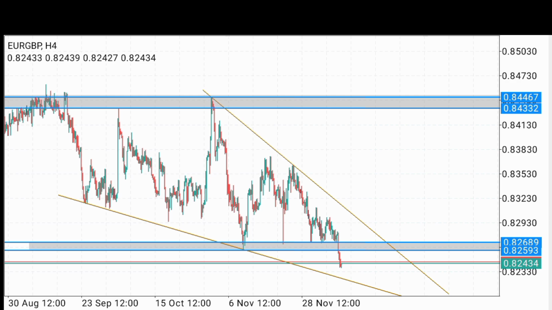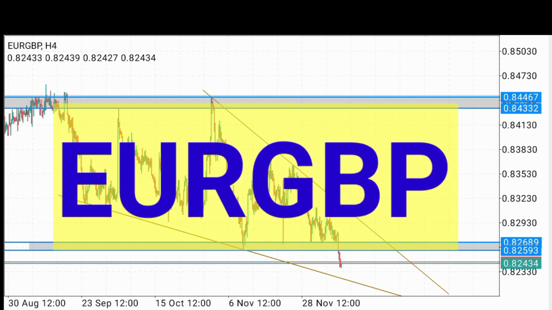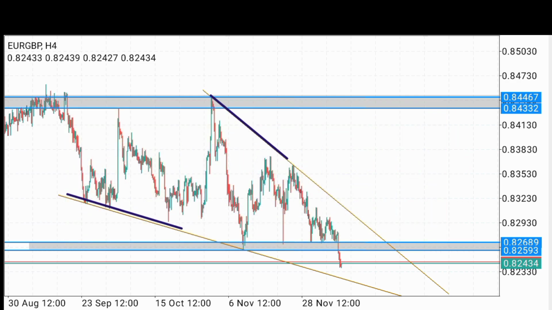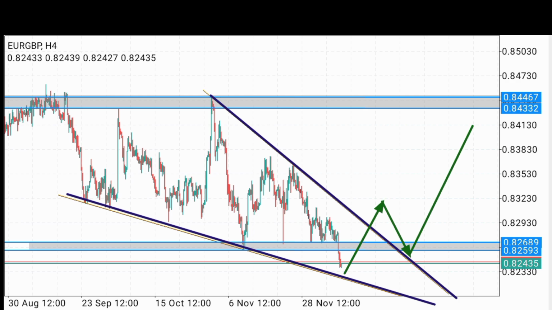So this is the 4 hours time frame chart of EURGBP, and we're having a falling wedge, and a falling wedge is a bullish reversal pattern. That means what is going to give us is a breakout to the upside. That means we're going to get a bullish move when the pattern is completed.